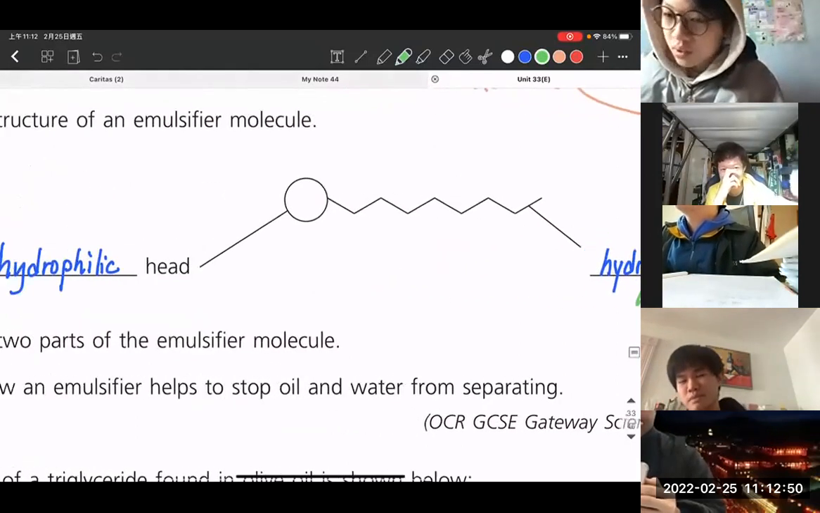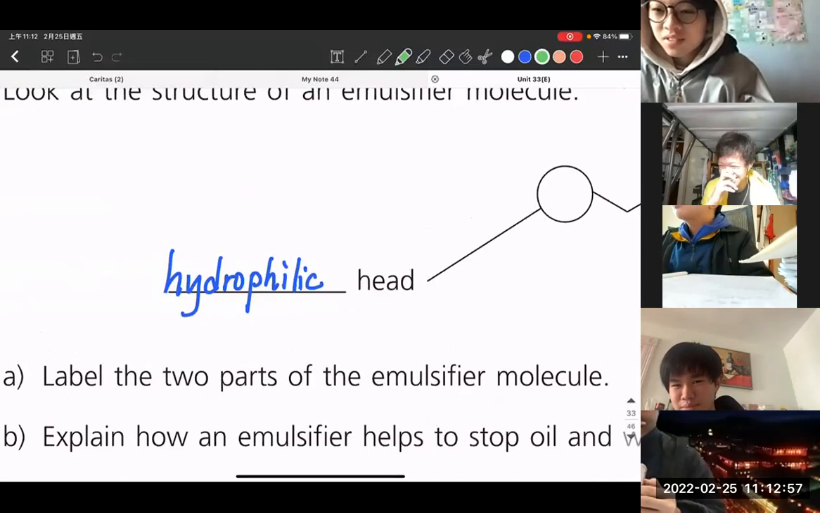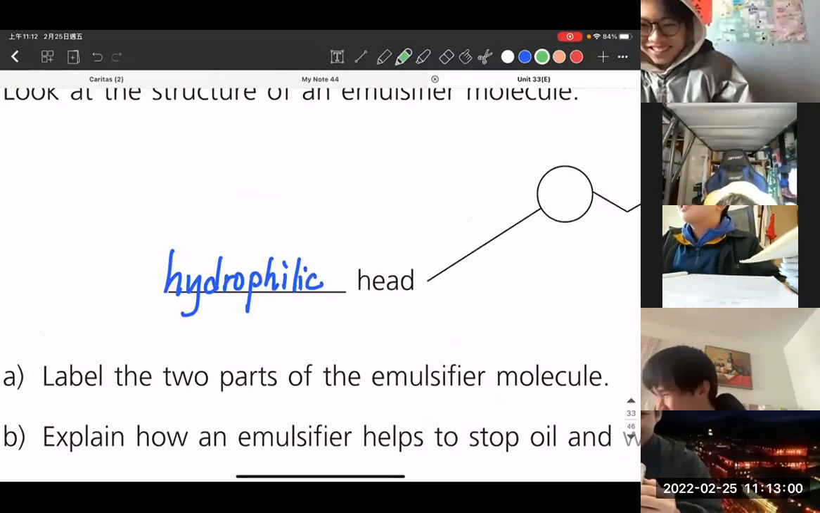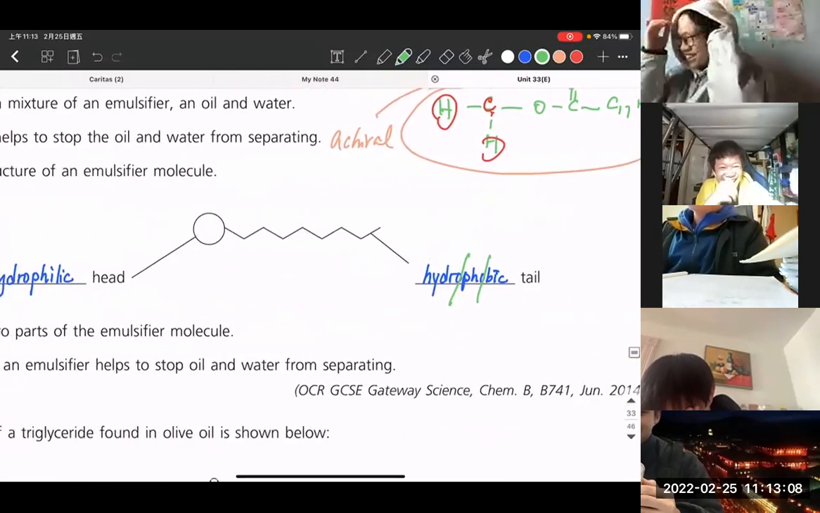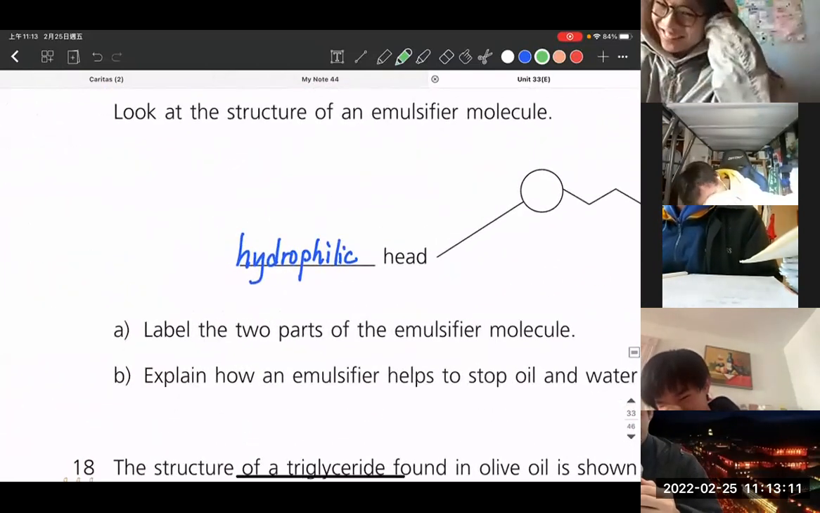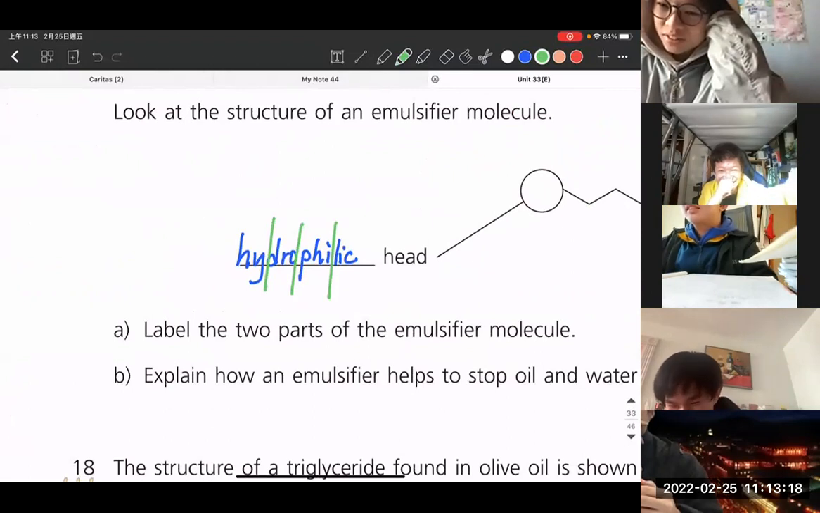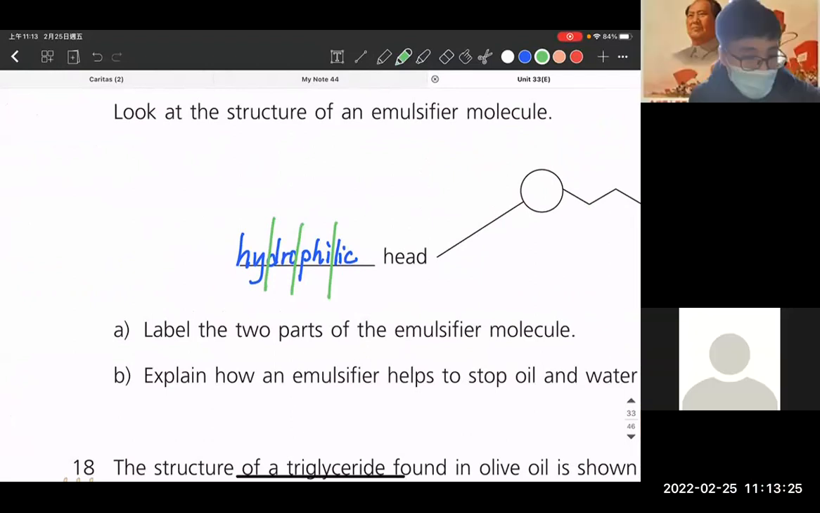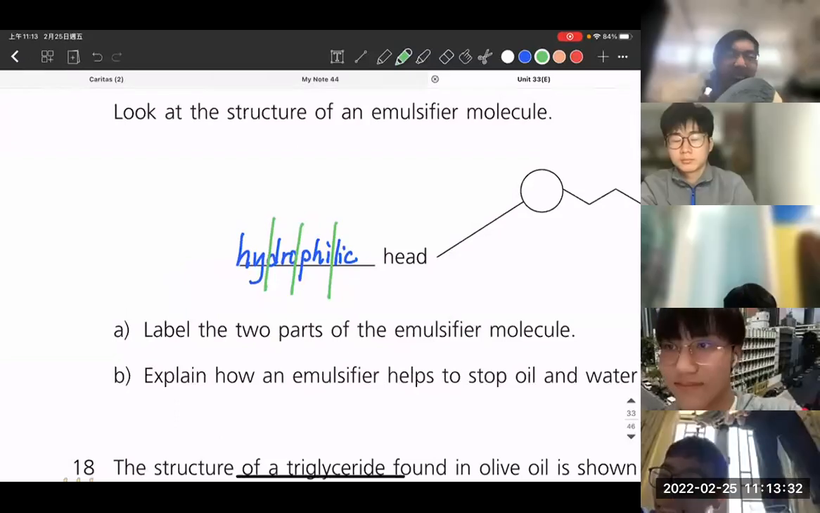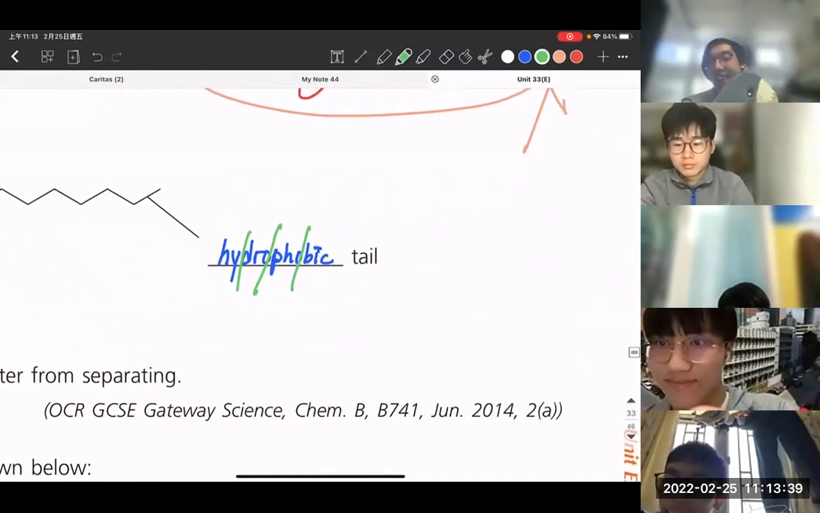OK, hydrophobic. How about the one on the left hand side? What is the difference between left hand side and right hand side? Hydro. Hydrophilic, yes, left hand side. How about right hand side? Hydrophobic.